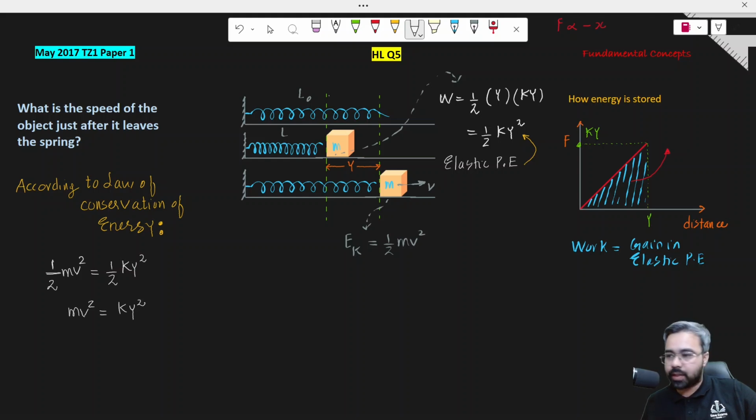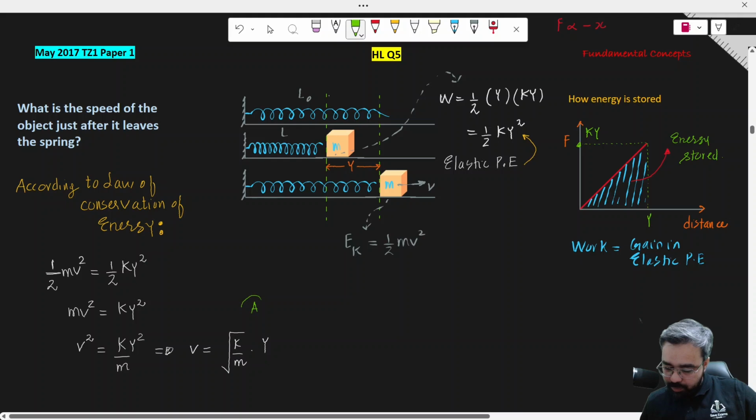The one half is cancelled from both sides, and we want to find the speed, so we can divide by mass on both sides. So v squared is ky squared over m, and then you can take the square root on both sides, so v will be equal to the square root of k over m, times y. So finally, option A is the right answer for this question.